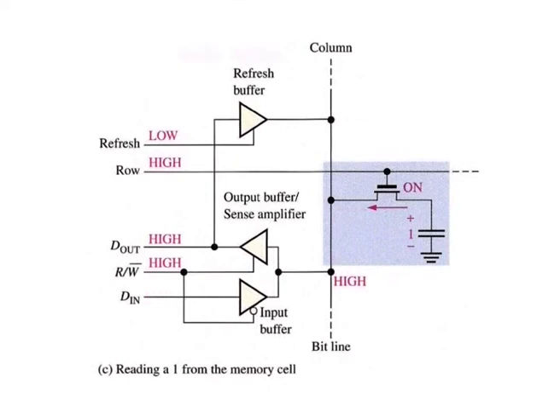To read from the cell, the read-write bar line is high, enabling the output buffer and disabling the input buffer. When the row line is taken high, the transistor turns on and connects the capacitor to the bit line and thus to the output buffer, so the data bit appears on the data output line.